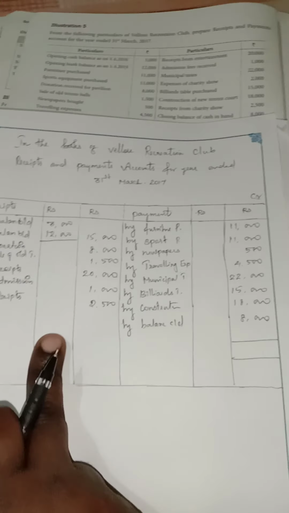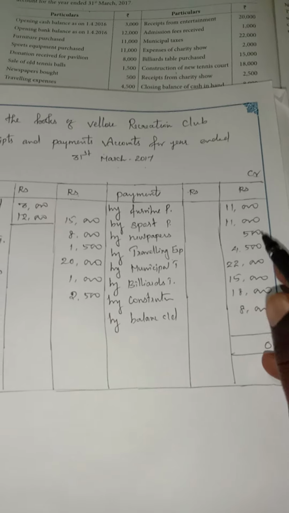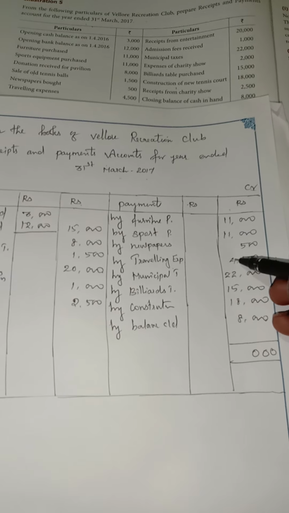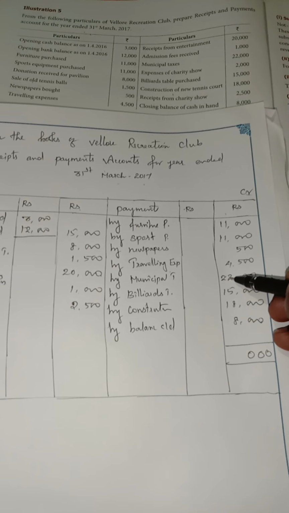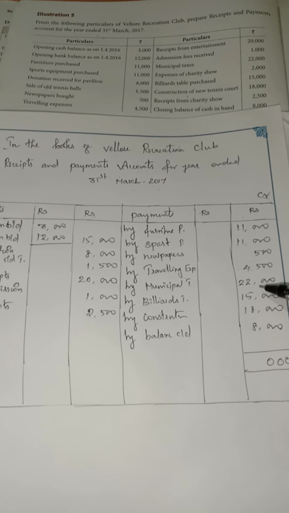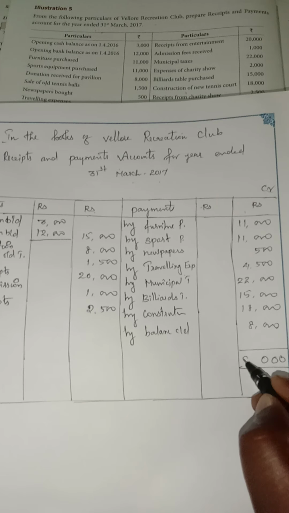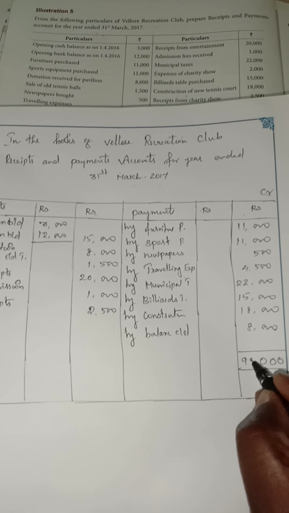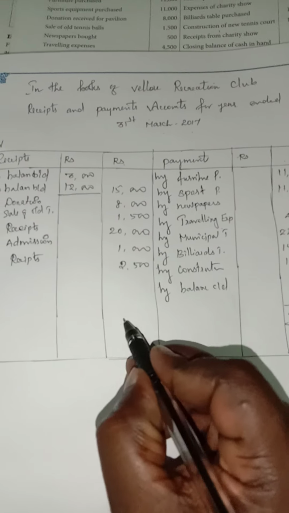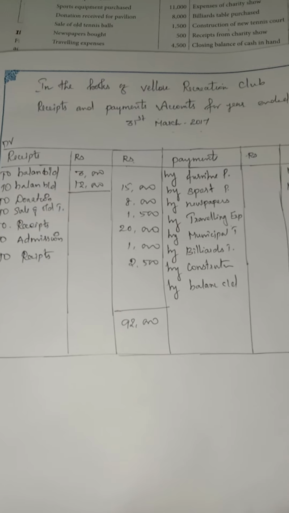Okay, did you understand? Okay, then we can total: 1, 3, 7, 9, 10, 16, 18. So the total value is 92,000. Okay, the same amount we can write on the opposite side, 92,000.